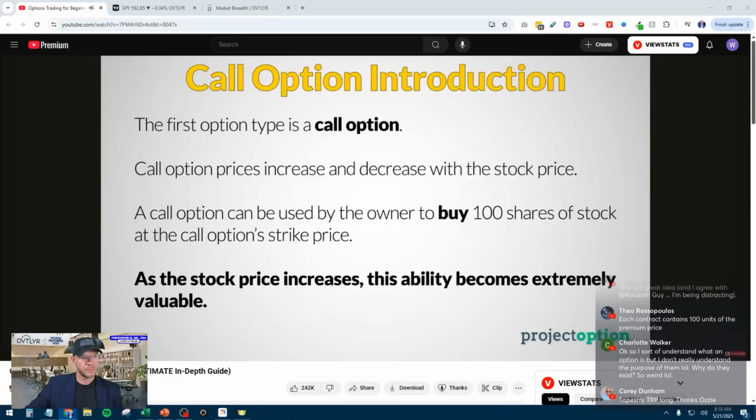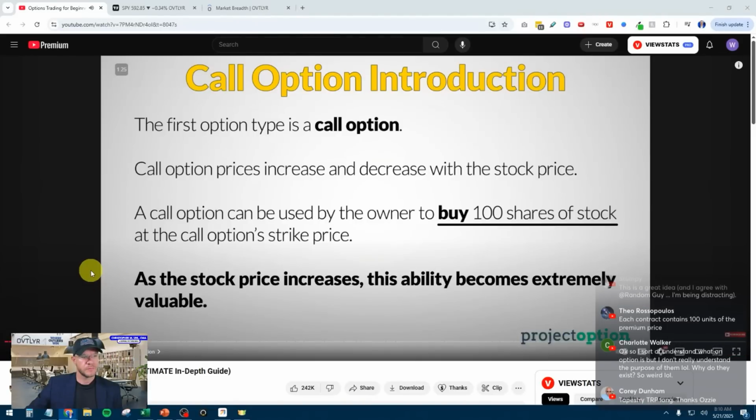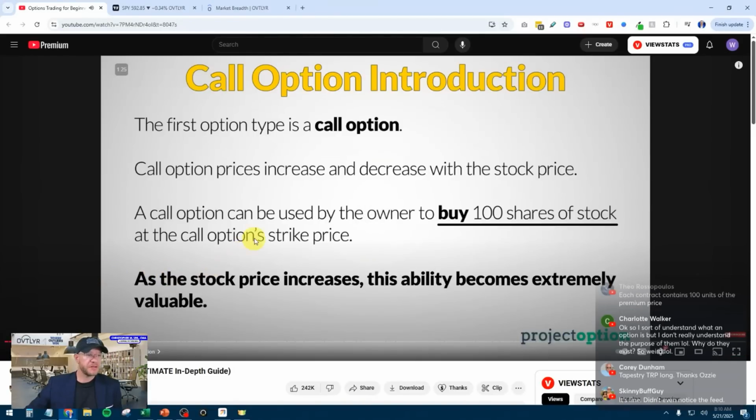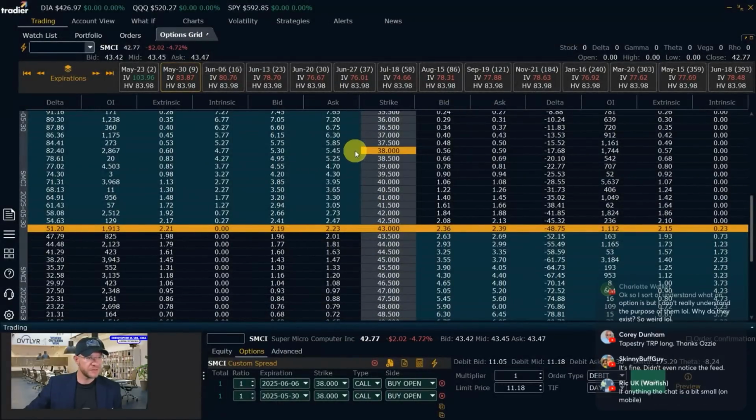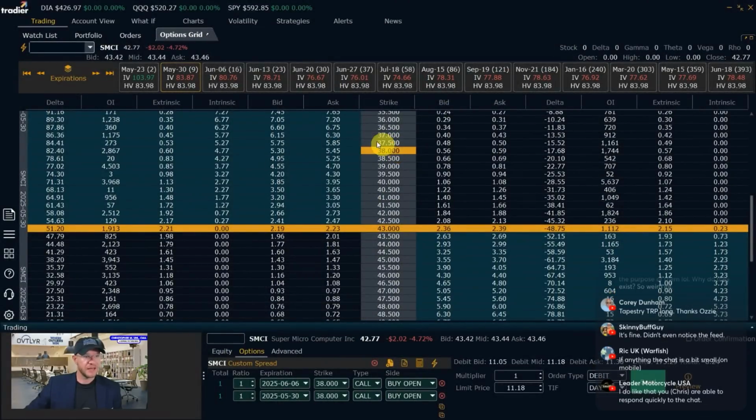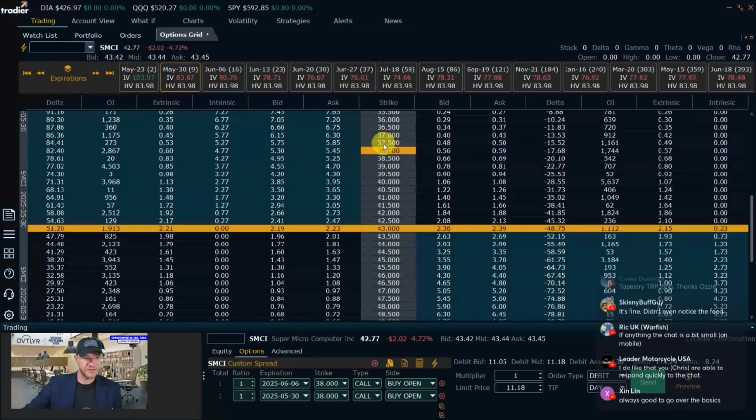Well, a call option gives the buyer the right to buy 100 shares of stock at the call option strike price between now and the expiration date of that option. Remember what we just talked about a couple minutes ago. If I buy this option, I have the choice to buy this stock at this price. Remember, I, as the option buyer, have the choice. If I want to exercise the option, if I want to transfer the option into shares, I have the choice to be able to do that at $38, the strike price that I bought it at.